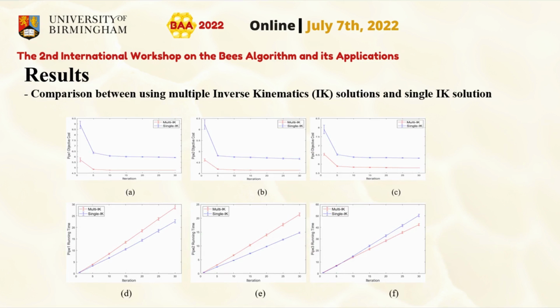We also compared the result of whether using multiple IK solutions or only considering single IK solutions, because not every robot has an analytical IK solver that can generate multiple IK solutions very fast. So the red line is using multiple IK solutions, and the blue line is using only single IK solutions. As you can see, the difference is significant, which suggests that we should always consider multiple IK solutions whenever it is possible.